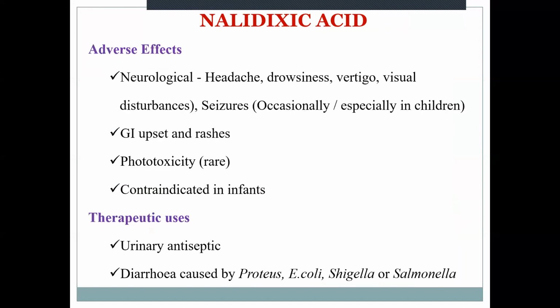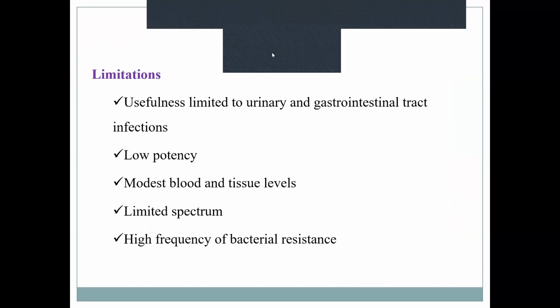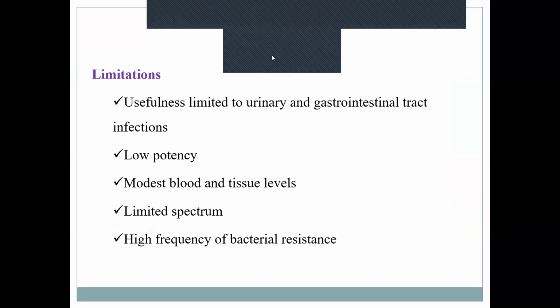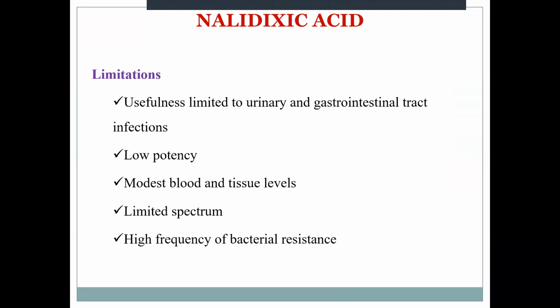Now we have seen pharmacokinetics. What is important are the limitations of nalidixic acid. The limitations are: it is limited to urinary and GIT infections. It has low potency, covering only gram negative. It has limited entry into blood and tissue levels. It shows a limited spectrum of action, and bacterial resistance chances are very high. Because of this, at that time there was a need to update the quinolones.